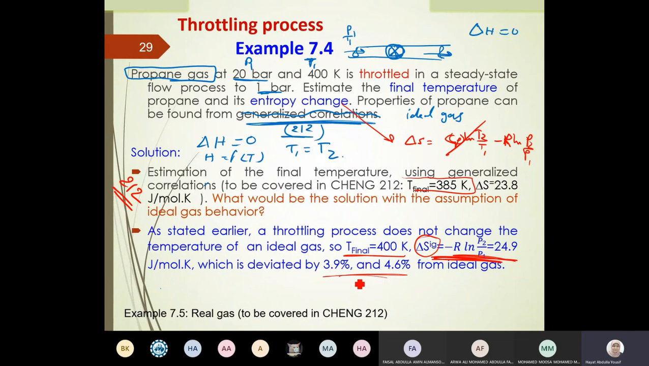Now the deviation is around 3 to 4% with respect to T and with respect to S, which tells me here that the assumption of ideal gas can be accepted. And this is what we did here. We accepted the ideal gas assumption in our work. Okay, and 3-4% as an error could be accepted. So this is the only message I want to mention in this.